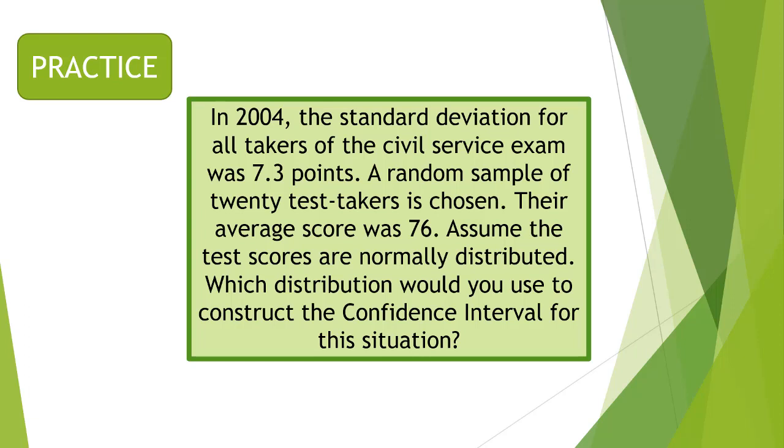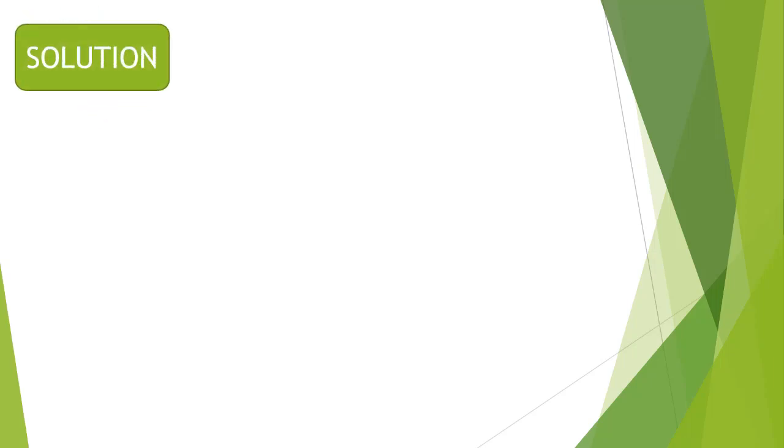Alrighty, so when we look at this statement of the problem, there's one word that pops out at me that tells me what I'm doing here. It says the standard deviation for all takers of the civil service exam was 7.3. And the word that pops out at me is the word all, for all takers. When I see that the standard deviation for all takers is 7.3 points, that tells me that this is a population standard deviation. So that is the value of sigma.